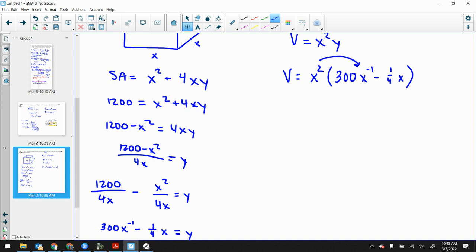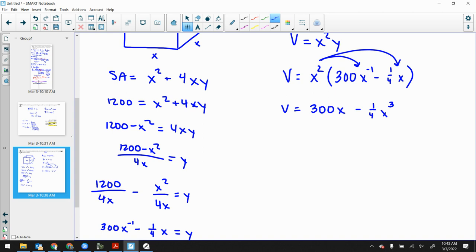Distribute in. This is going to be equal to 300x, right? Because I've got 10 squared times x to the negative first, which is x to the first. Add exponents. Minus 1/4 x to the third. So that's my simplified. See, that was a lot easier than using a fraction.